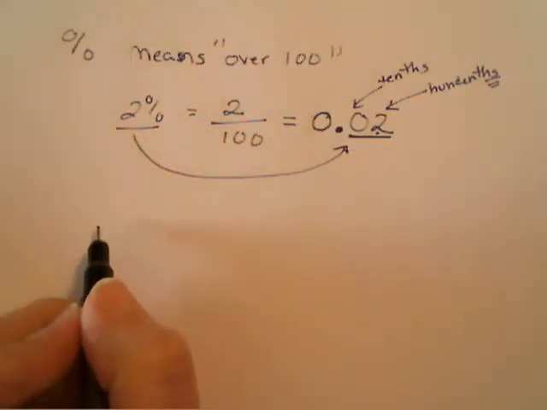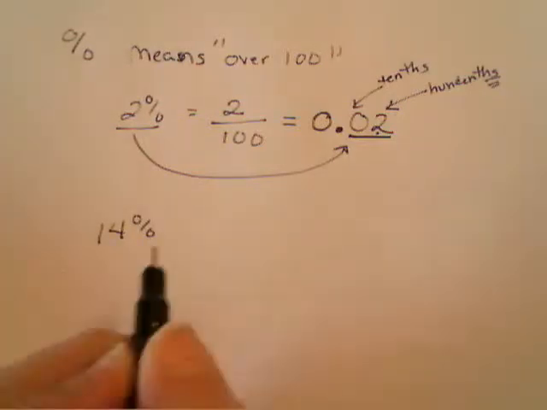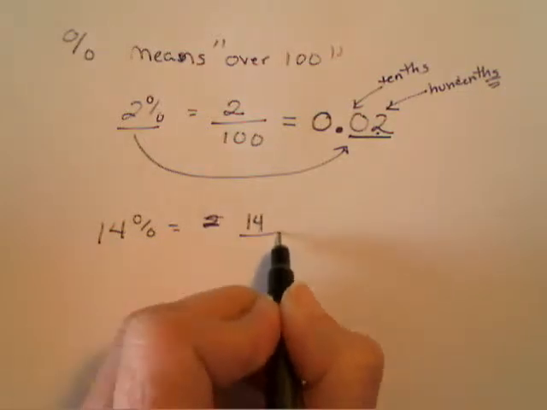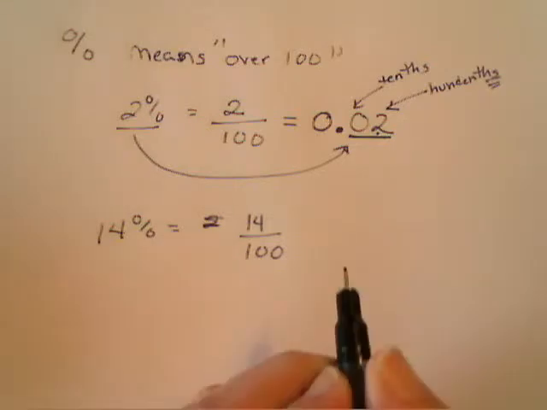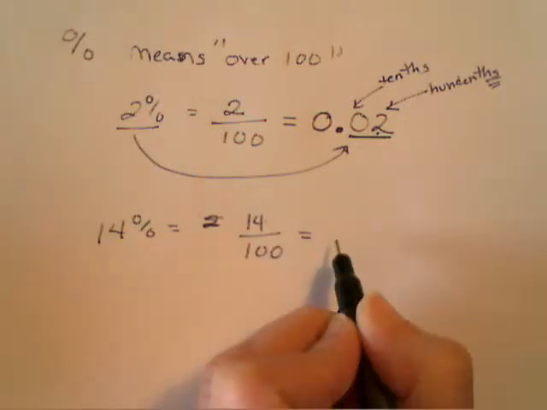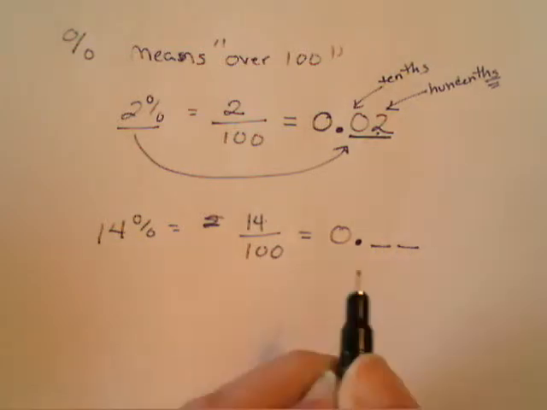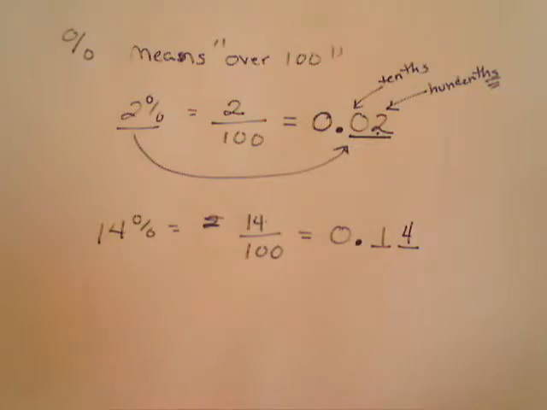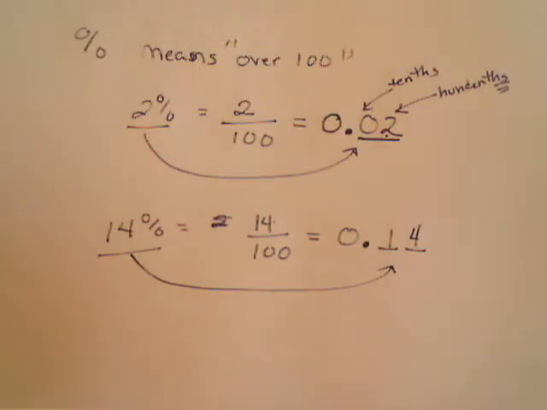Let's do 14%. Well, percent means over 100, so I get 14 over 100. Now 14 hundredths, I put down my decimal. I know that my last digit's going to be in my hundredths spot, so there's my 14 hundredths, and I went from a percent to a decimal.